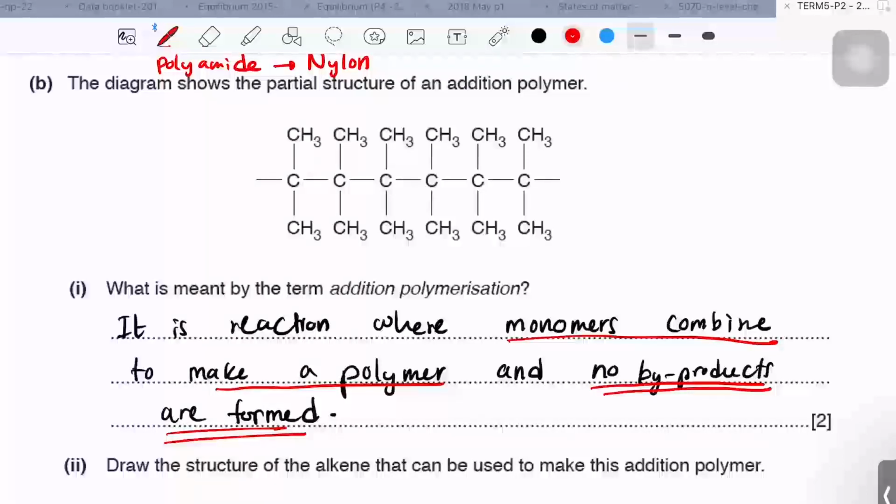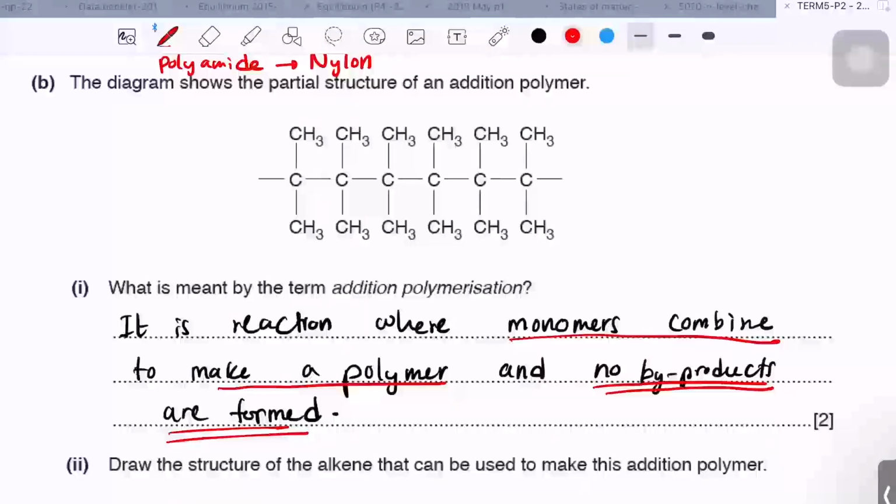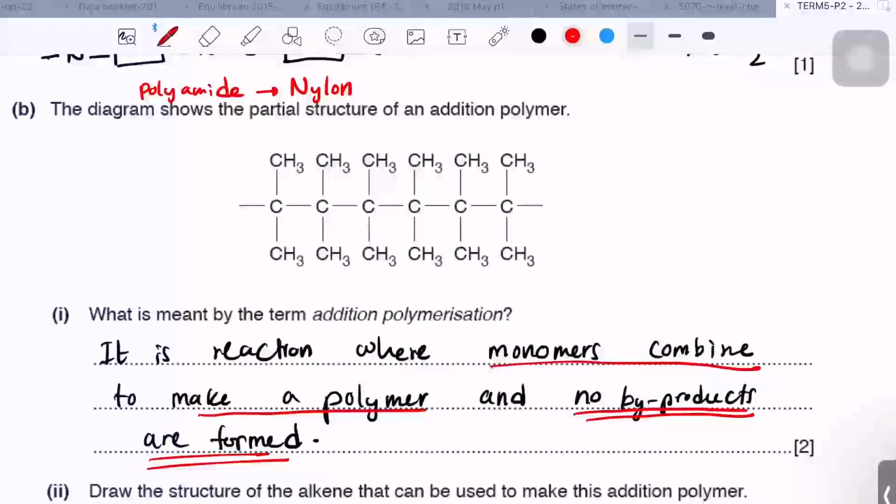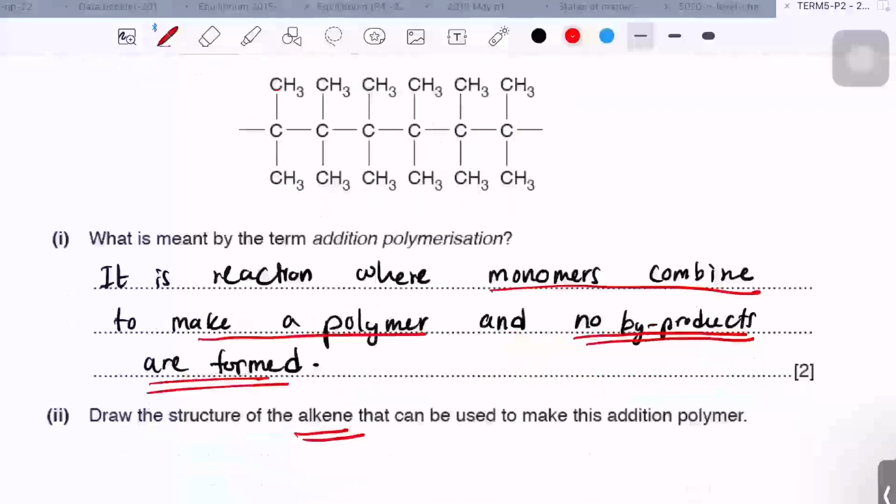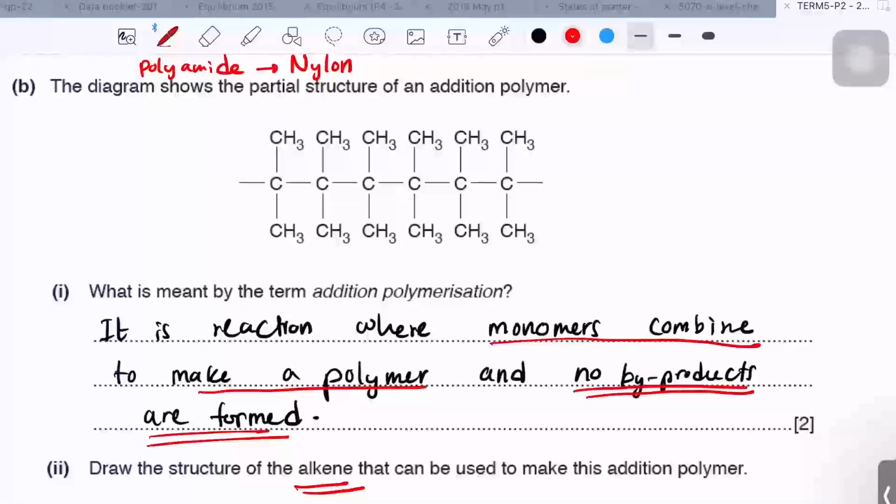No, they're asking for the alkene, not the repeat unit. If they're asking for the repeat unit, they will say repeat unit. Alkene is the monomer. Monomer is alkene. What's the structure of the alkene? If you identify the repeat unit, you can identify the alkene. So repeat unit, when you put a double bond, you get the alkene. First, better to identify the repeat unit.